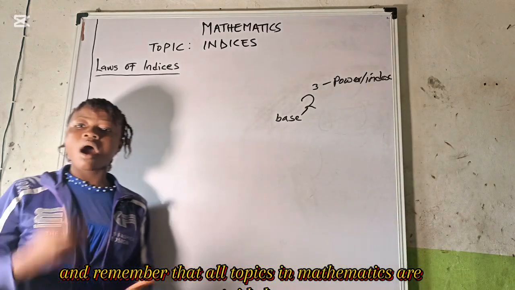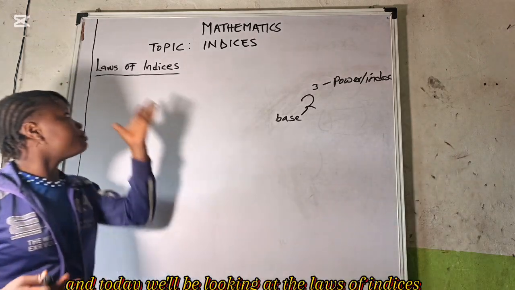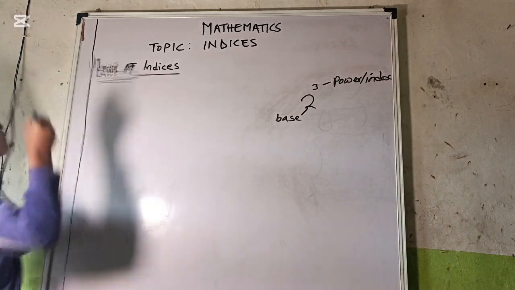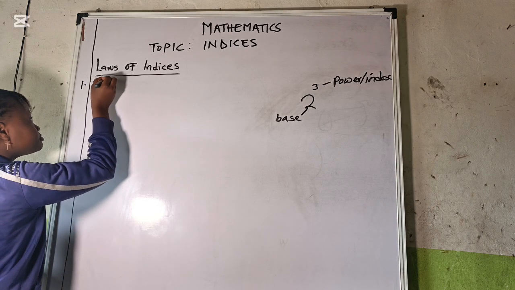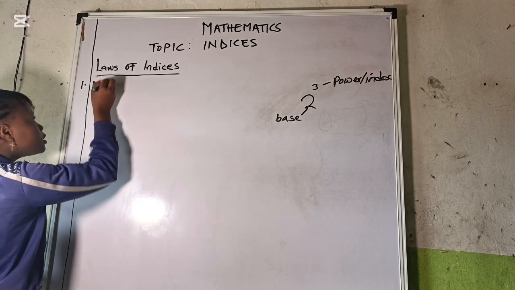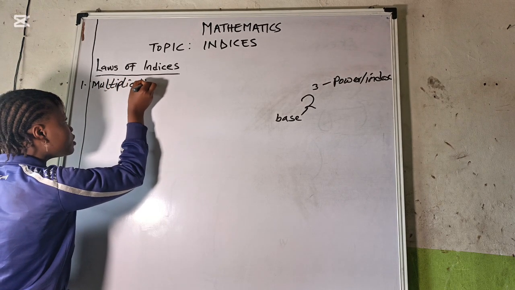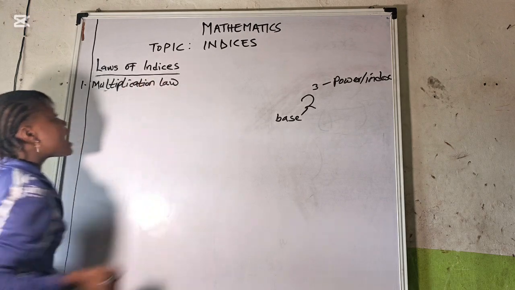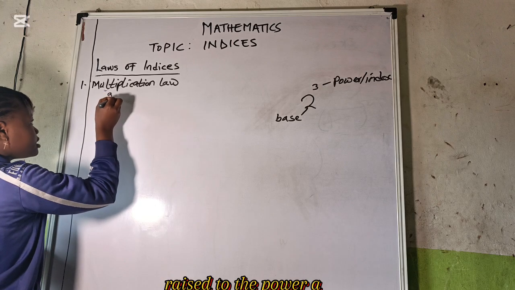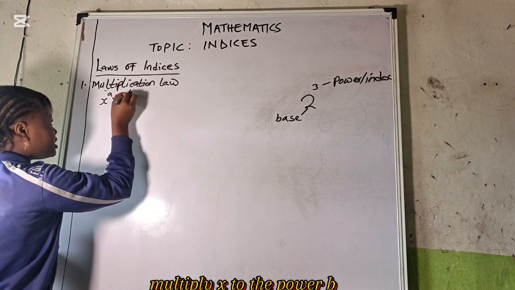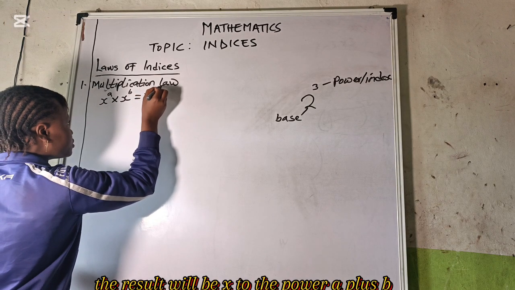And remember that all topics in mathematics are guided by laws, and today we'll be looking at the laws of indices. First of all, we have the multiplication law. The multiplication law says that when x raised to power a multiply x raised to power b, the result will be x raised to power a plus b.